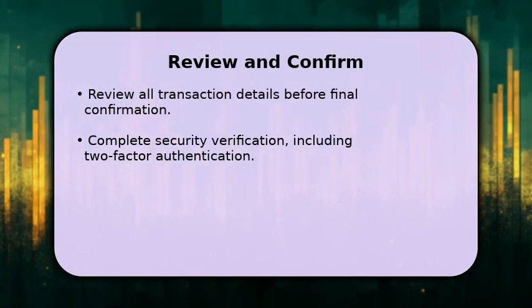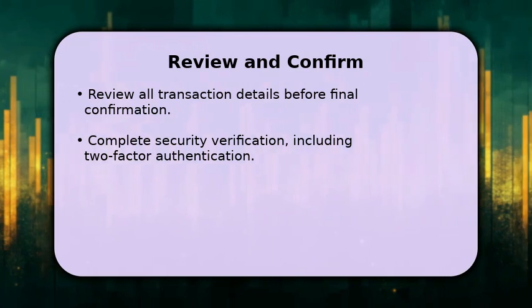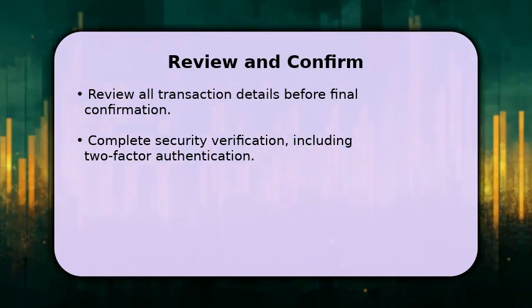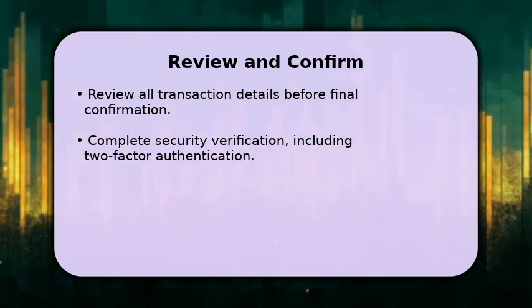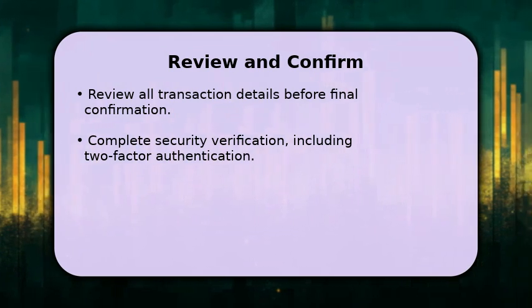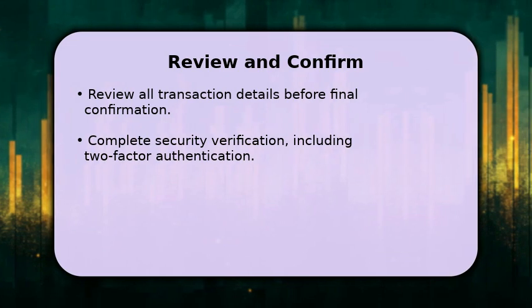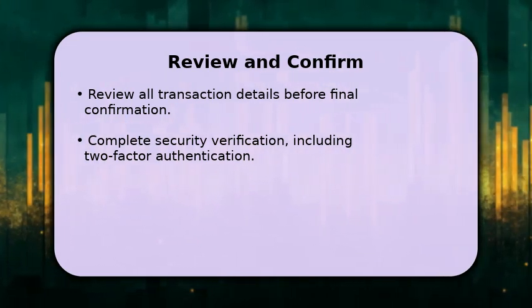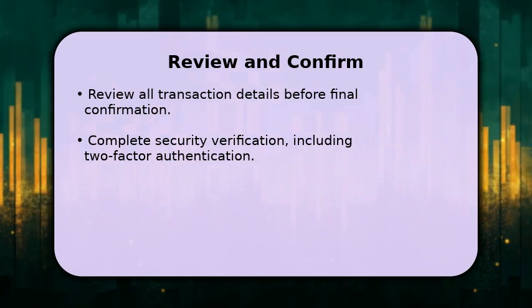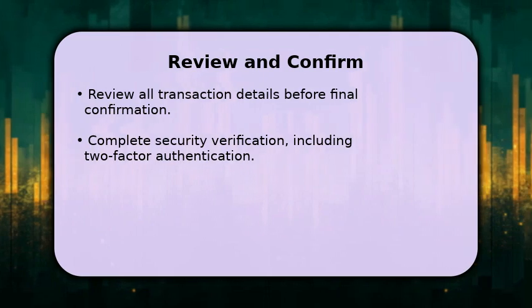Before finalizing, meticulously review all the transaction details: the recipient's address, the network, and the amount. Binance will then prompt you for security verification, which might include two-factor authentication codes from your email and Authenticator app. Complete these steps to authorize the withdrawal. Your Bitcoin will then be processed and sent to the specified address.